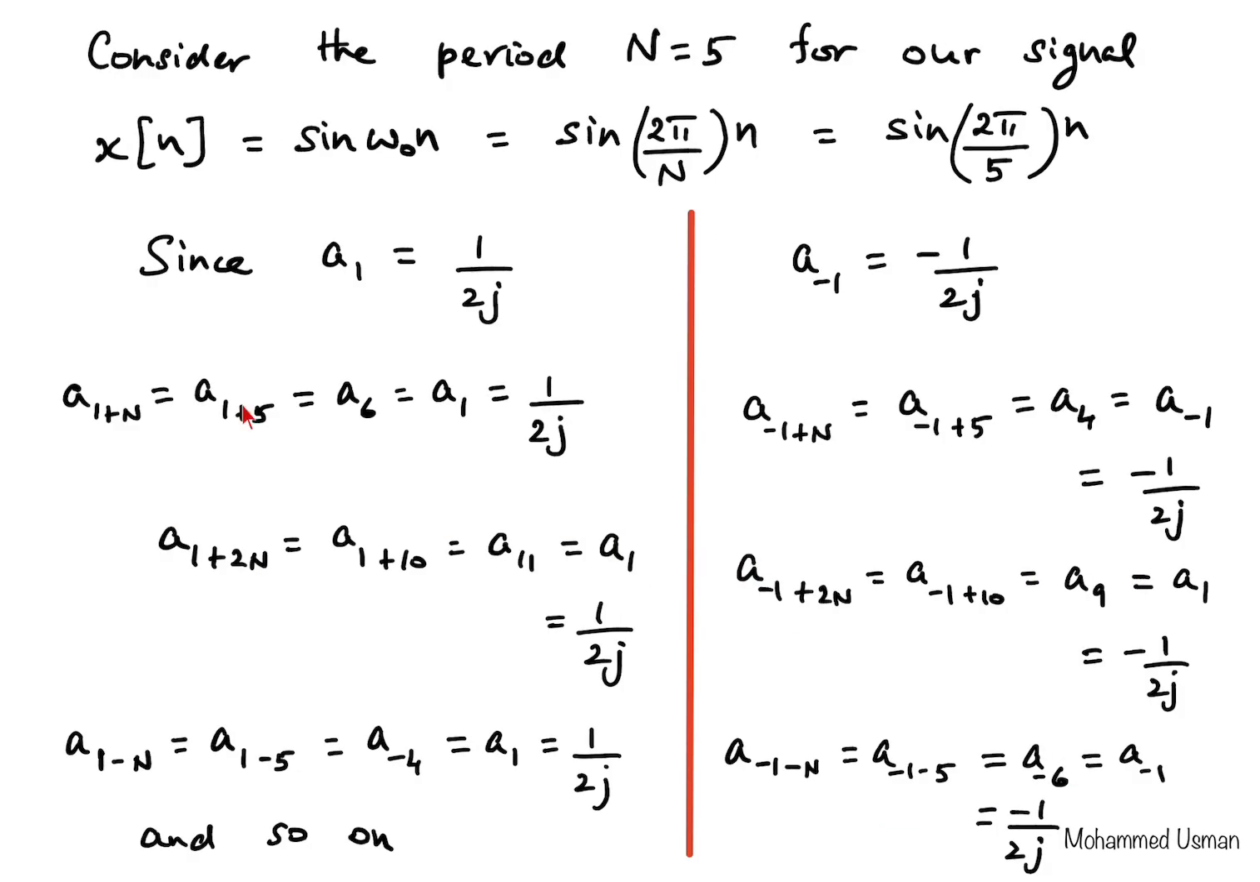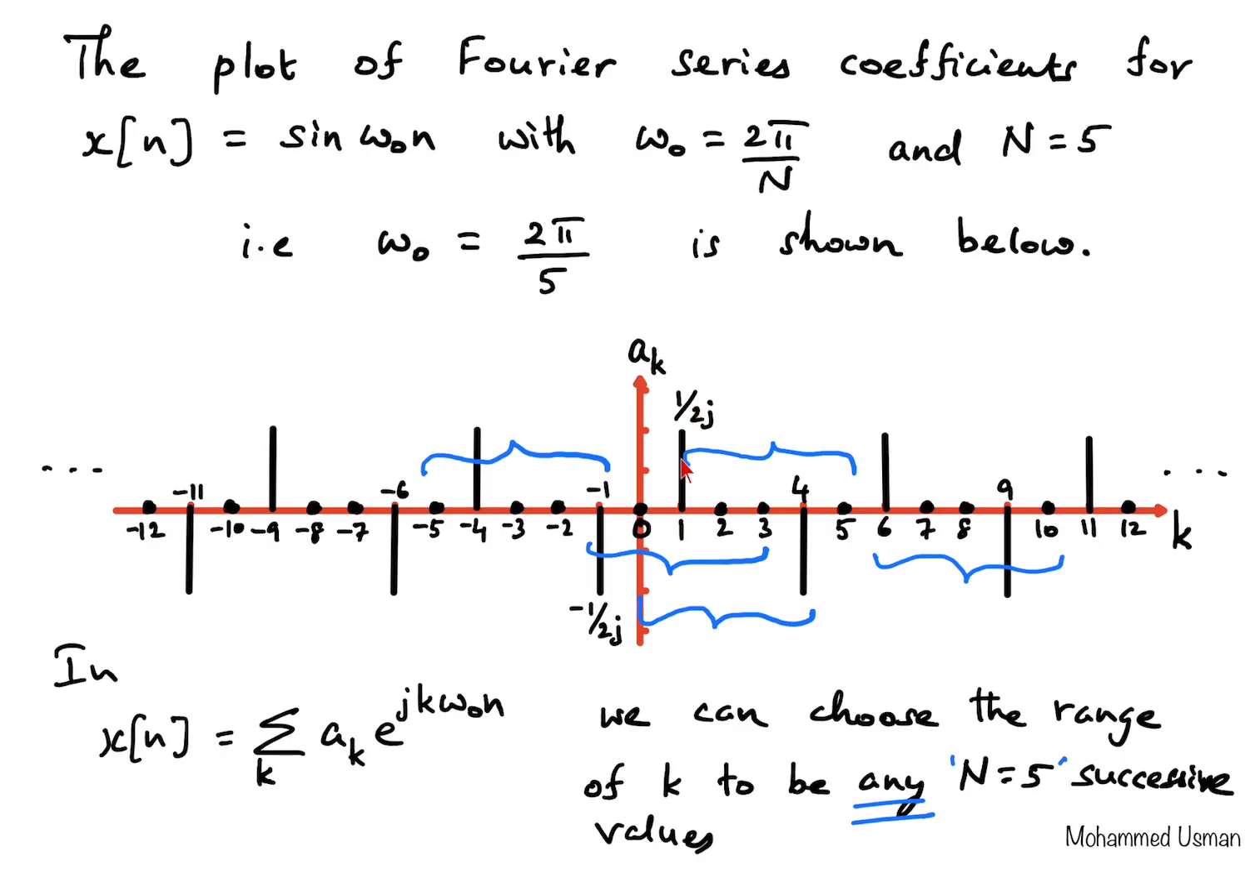So we have a1 plus 5, which is a6, is also 1 by 2j. We have 1 by 2j at a1, that is for k equal to 1, the same thing we have for a6, and the same thing we have for a11. If we go 1, 2, 3, 4, 5 steps forward, since the period n is equal to 5, this will repeat every 5 steps of k. Similarly, this minus 1 by 2j will repeat every 5 steps of k.